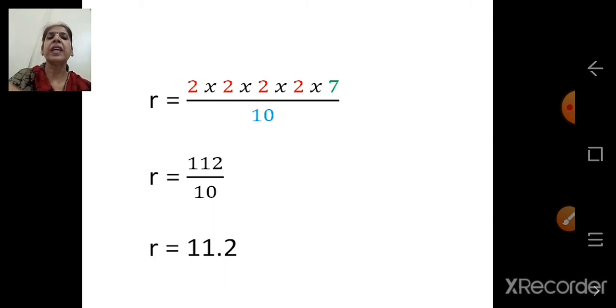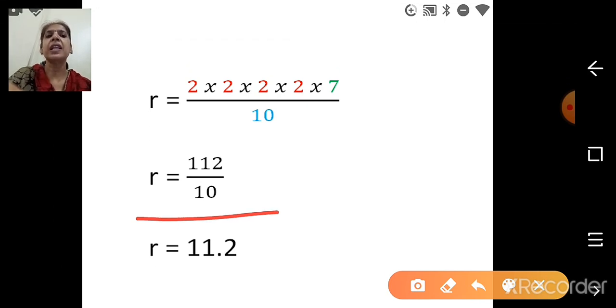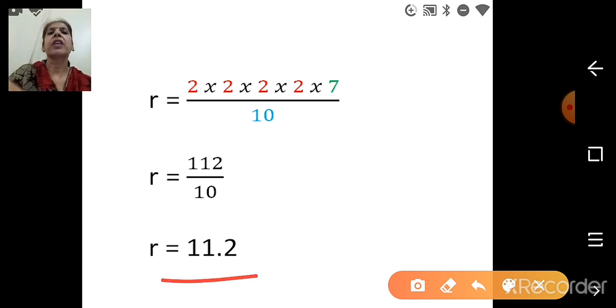Why have we kept 10? Because when you divide the number by 10, you just have to put the decimal place. So 112, when you divide by 10, you just write one place decimal. So your radius will become 11.2.